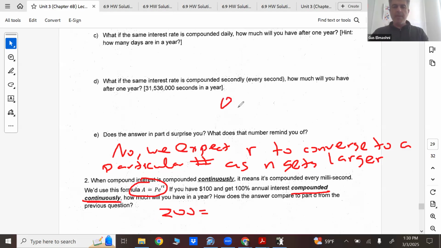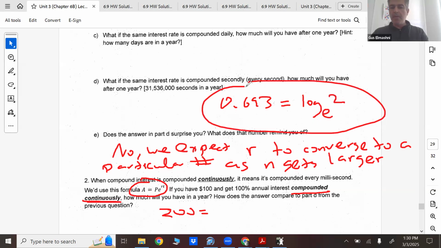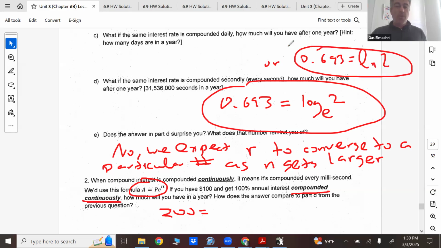And by the way, that number, in case you're curious, equals that, or 0.693. And ln stands for natural log. I'm going to talk about that in a moment. But you wind up getting a convergence as n gets larger.